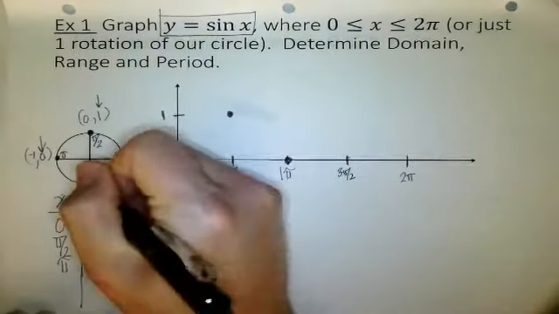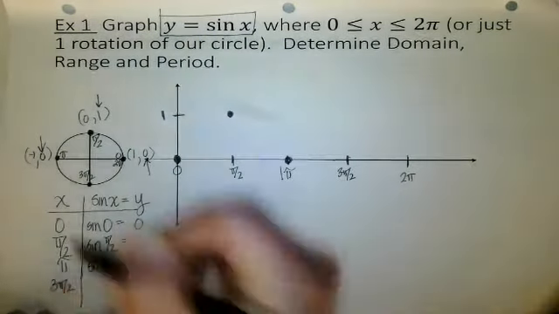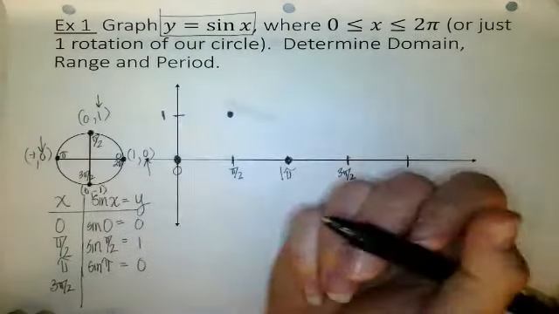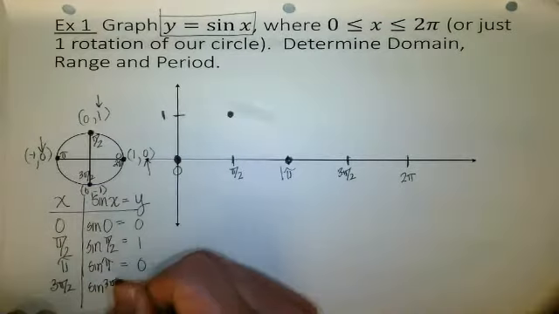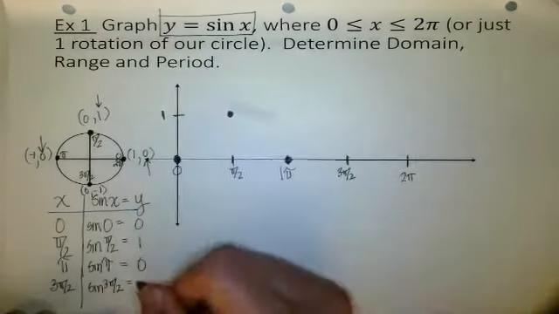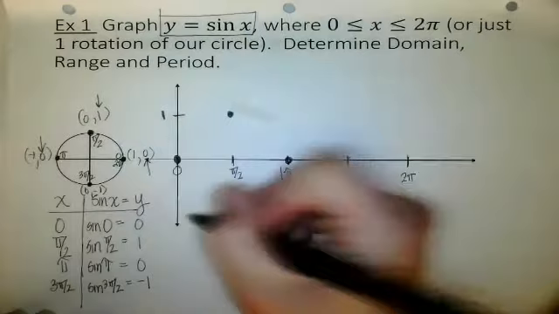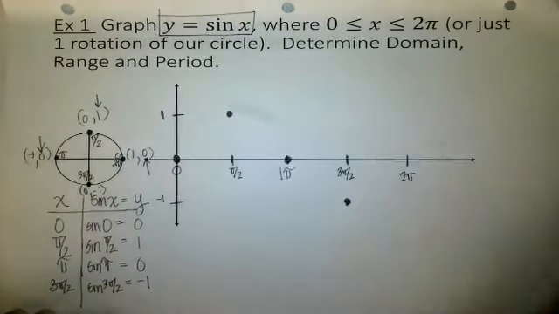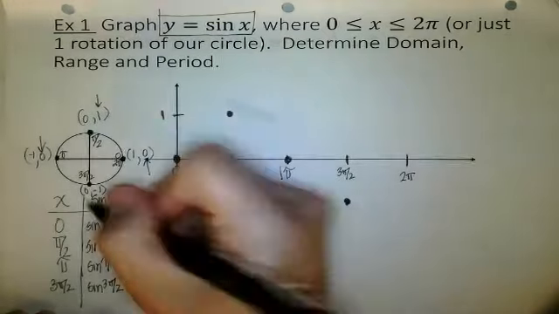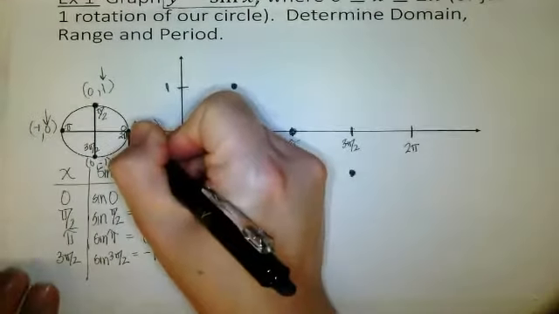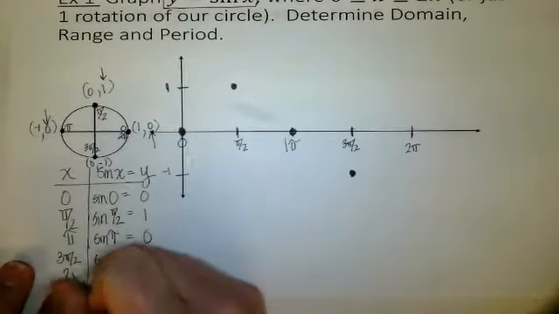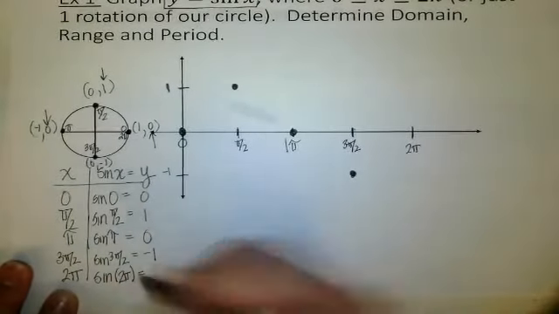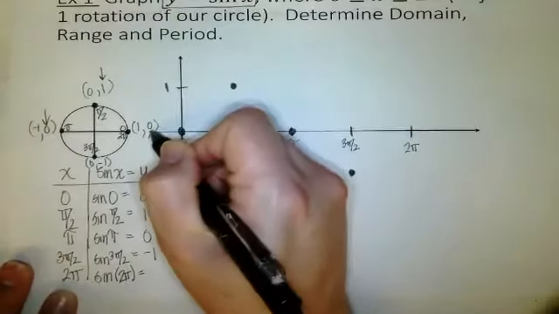Then we go to 3 pi over 2. 3 pi over 2 is what ordered pair? 0, negative 1. And so what is the sine value at 3 pi over 2? Negative 1. So at 3 pi over 2, we're going to go down to negative 1, our low point. And then completing one rotation of our unit circle, we go back to 2 pi. And so we want to know what is the sine at 2 pi. Back to 0 again.